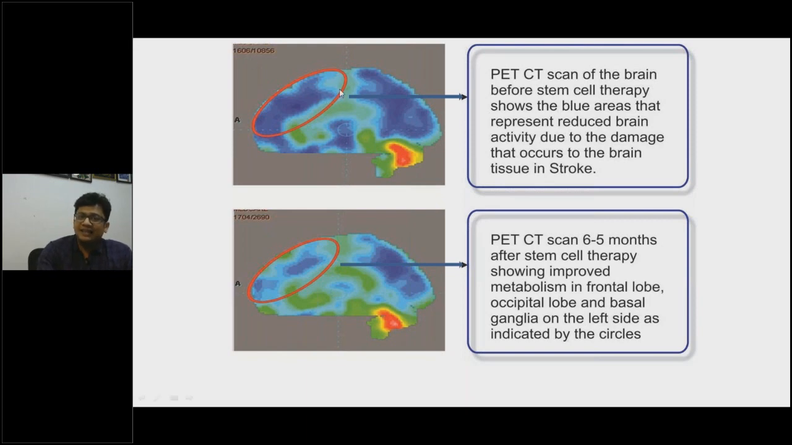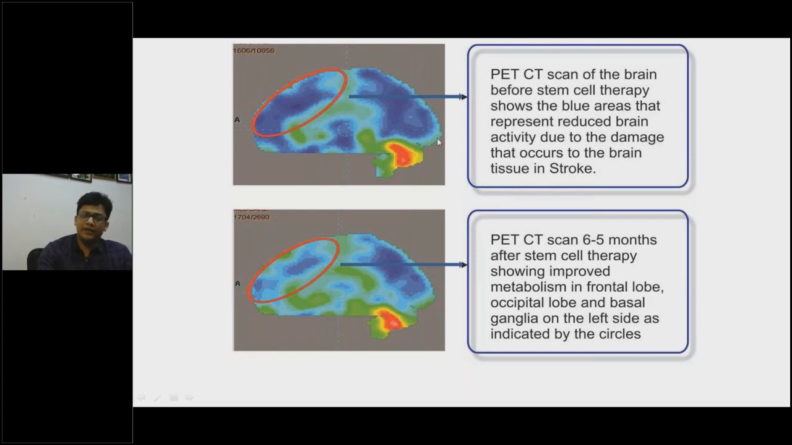So wherever there is green color, that signifies the tissue is normal in that area. Wherever there is blue, it suggests hypometabolism, or there is reduced metabolism in that specific area of the brain. And when there is red, it suggests that it is hyperactive. So green is normal, blue is hypometabolism or hypoactive, red is hyperactive or hypermetabolism. So green is good, blue and red are not good.